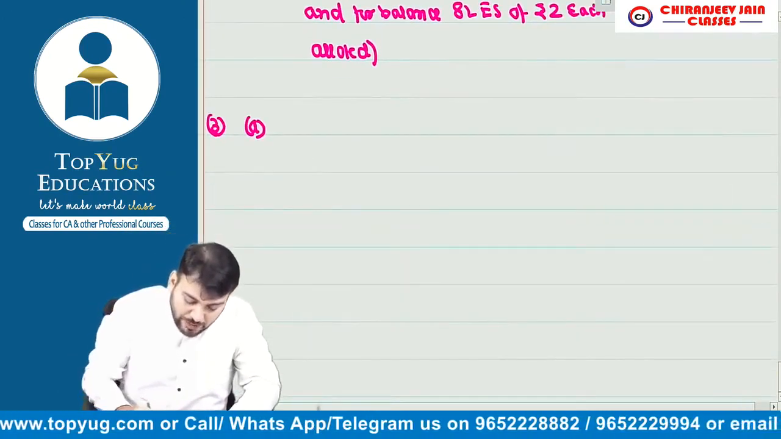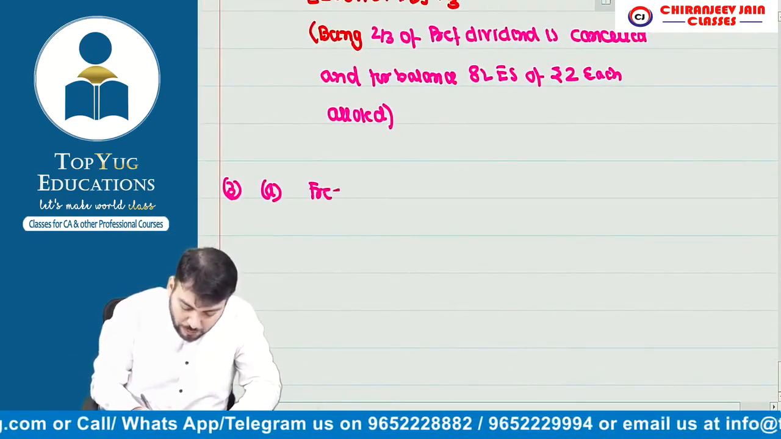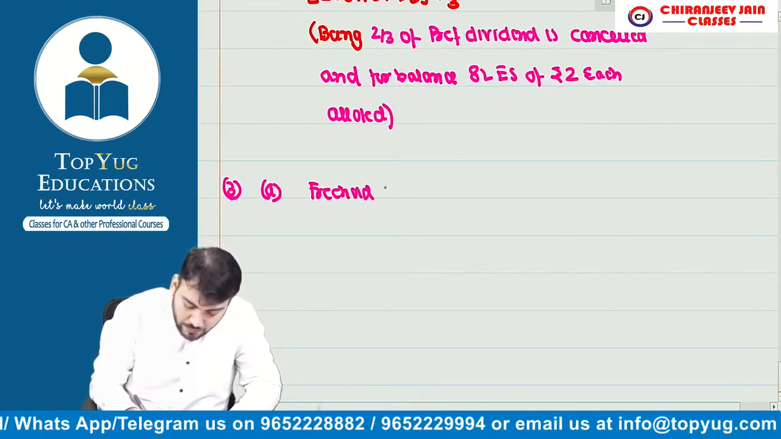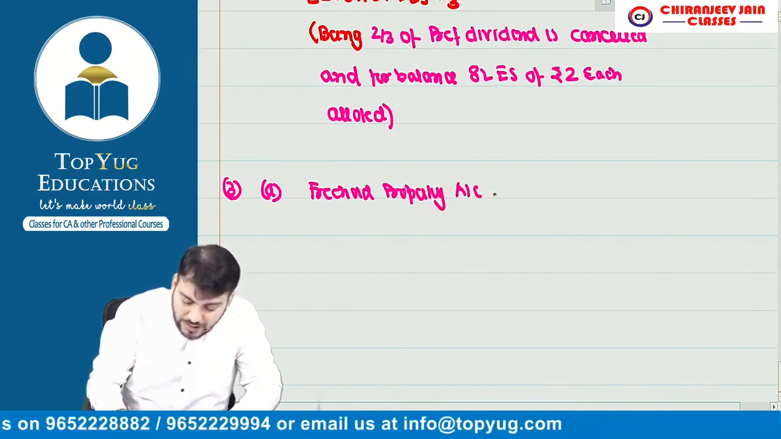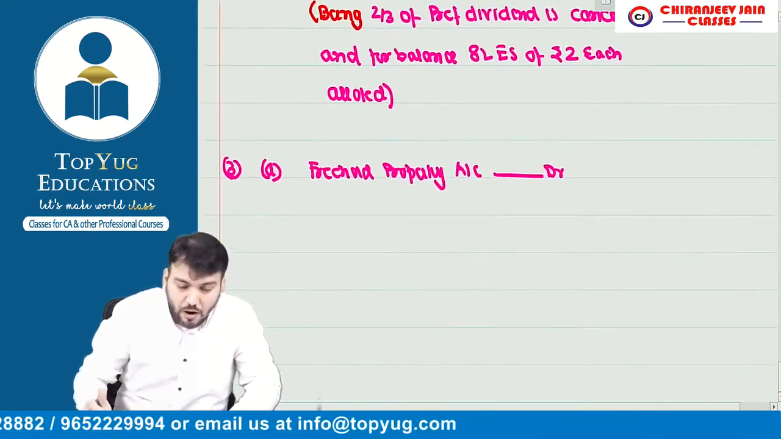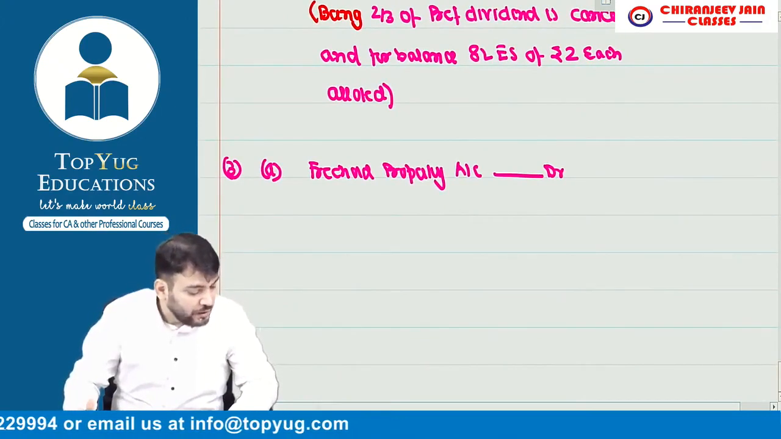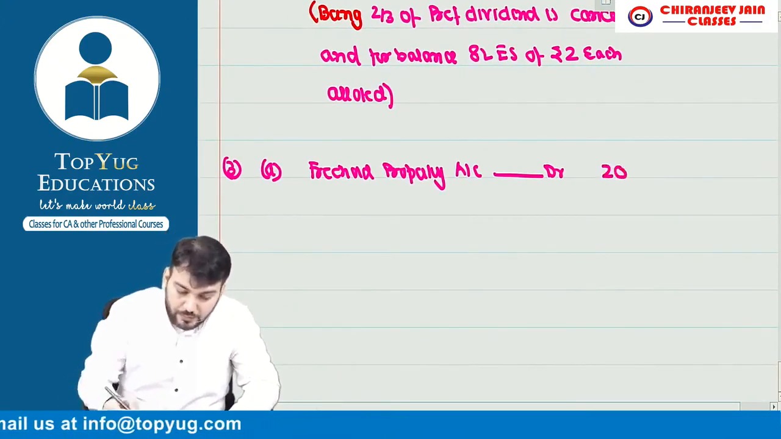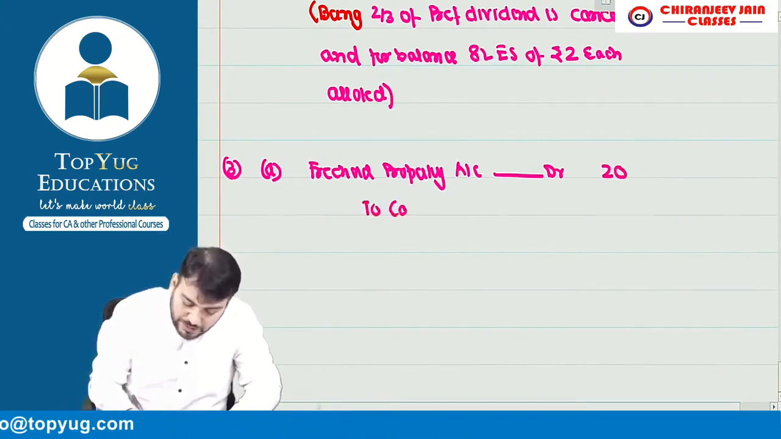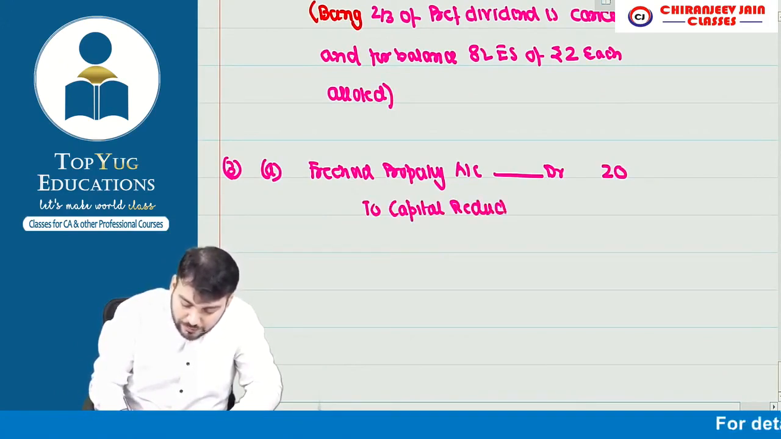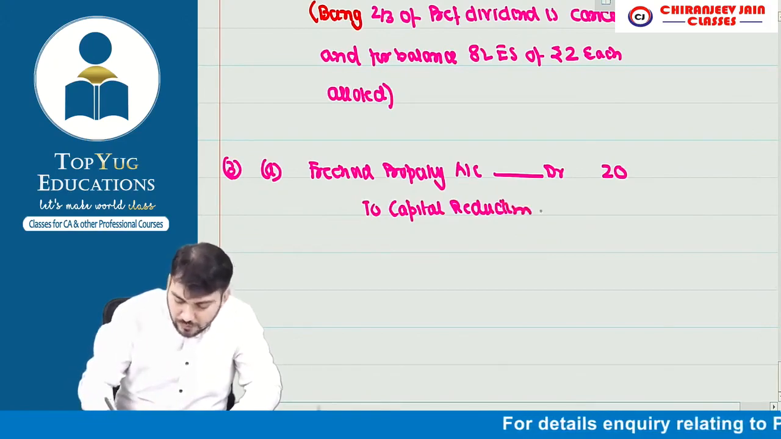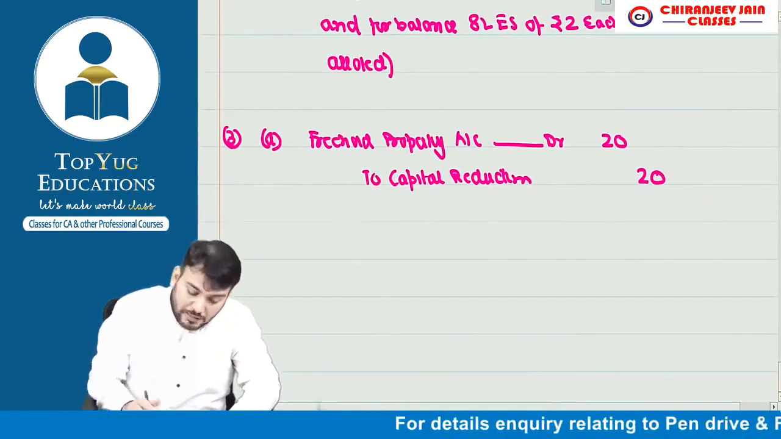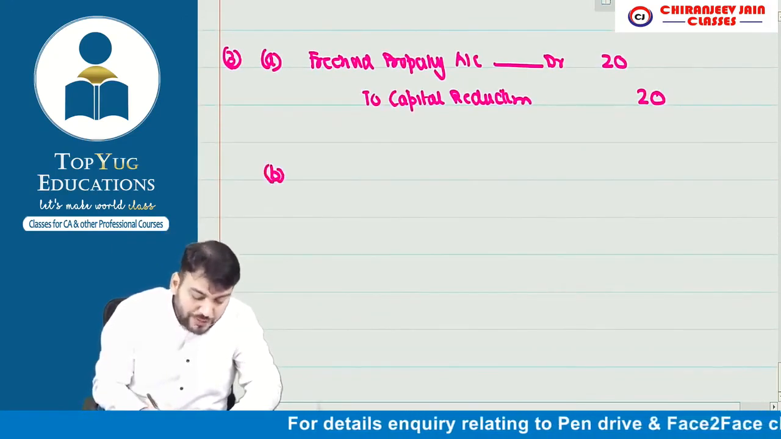Yes. So what journal entry will we pass? Freehold property account debit. How much increase? By 20 lakh. To capital reduction, 20 lakh. And now this freehold property will be given to debentures.